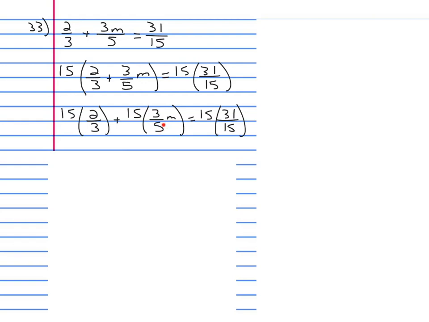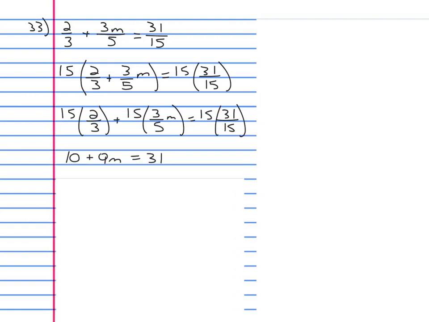This 5 and this 15 can be divided by exactly this denominator 5. 5 divided by 5 gives you a 1 on the bottom, which will result in a whole number coefficient for m. Divide this by 5, divide this by 5, this becomes 3. So 3 times 3m is 9m. Okay, so we have 10 plus 9m, and these cancel out to be equal to just 31. So we have 10 plus 9m equals 31.